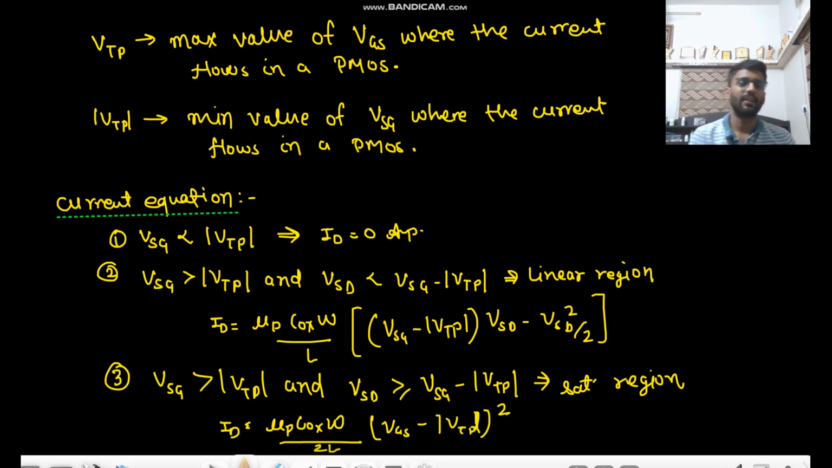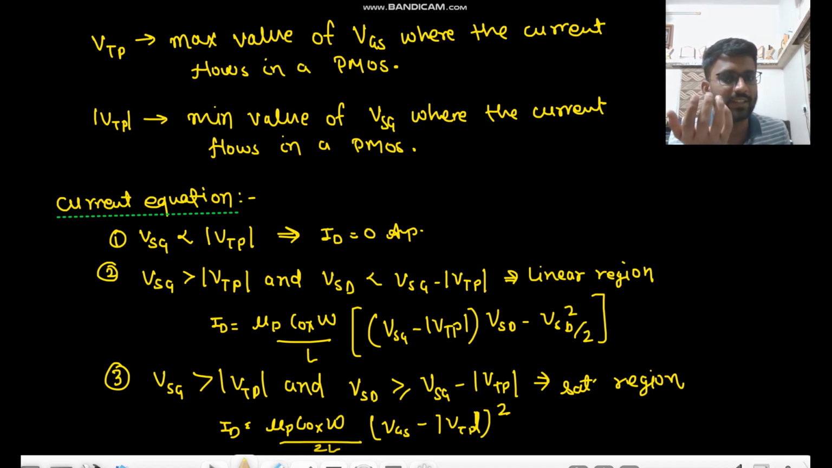So that's it about the current equation. I hope you have understood the complete concept. Whenever we are talking about PMOS, we will just replace VDS with VSD, VGS with VSG, and VT with mod of VTP, and the rest will be the same as NMOS. If they ask about the concept, you can explain the concepts as well. So that's the complete concept of PMOS and NMOS.